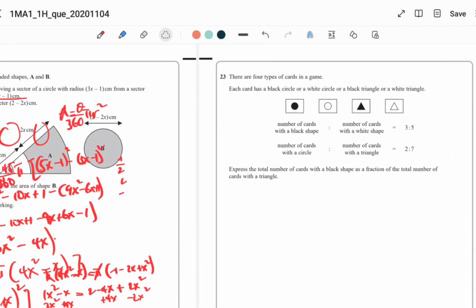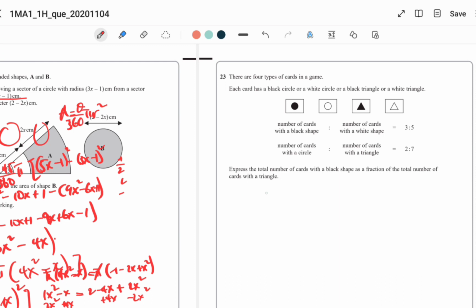There are 4 types of cards in a game. Each card has a black circle or a white circle, or a black triangle or a white triangle. The number of cards with black shape to the number of cards with white shape is 3:5, and the number of cards with circle to the number of cards with triangle is 2:7. Express the total number of cards with the black shape as a fraction.